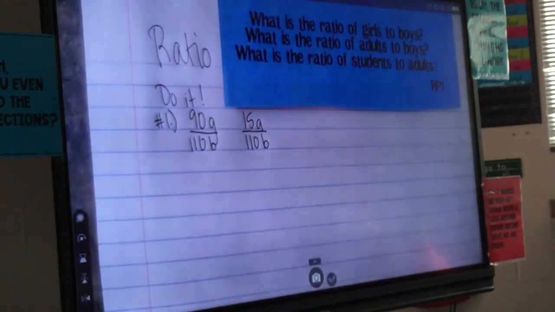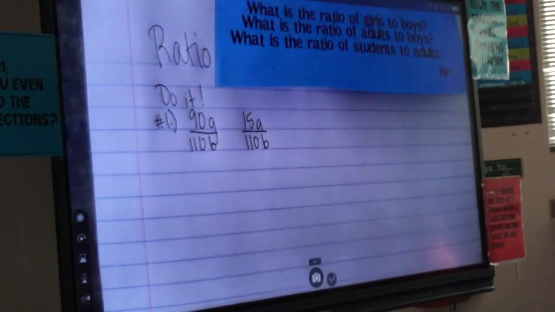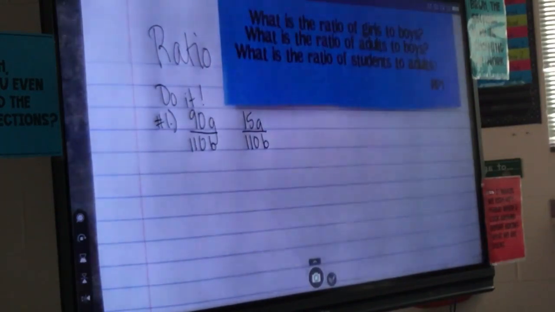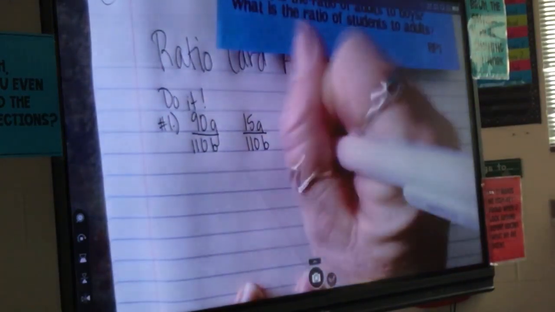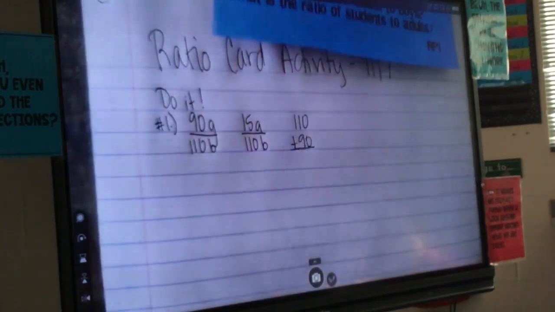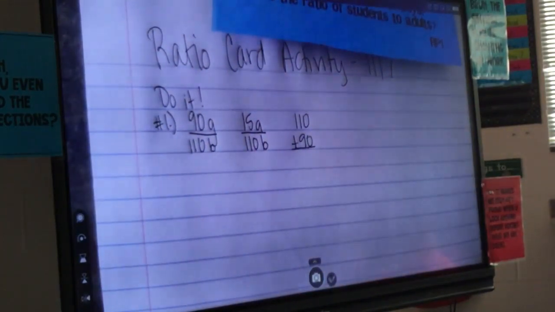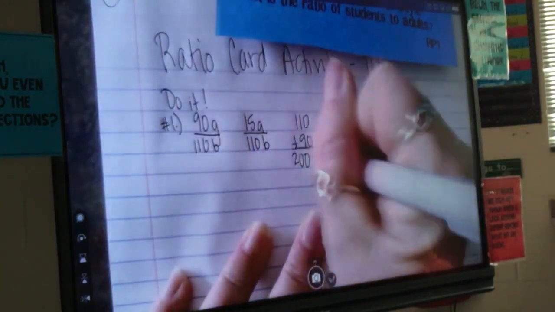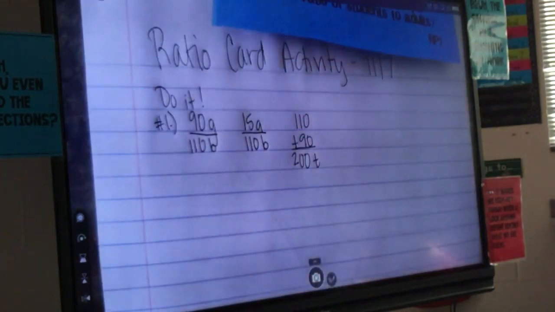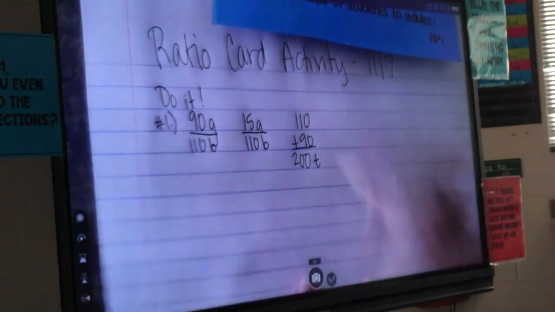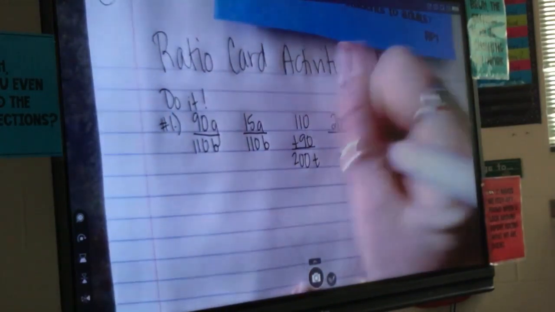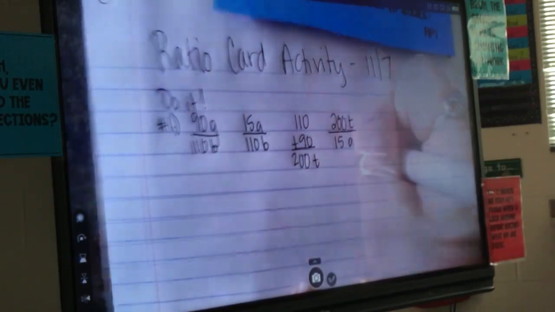Now, what do we have to do? Because it's not being specific to girls or to boys, but it's being specific to all the students. So what do we have to do? BK. Boys and girls. All right, so I'm going to do 110 plus 90 because the 110 stands for my boys, the 90 stands for my girls. I'm going to end up with 200 total. So be careful in the order in which you put this one. So which number goes first, the 200 or the number for the adults? 200. So it's going to be 200 total over 15 adults.